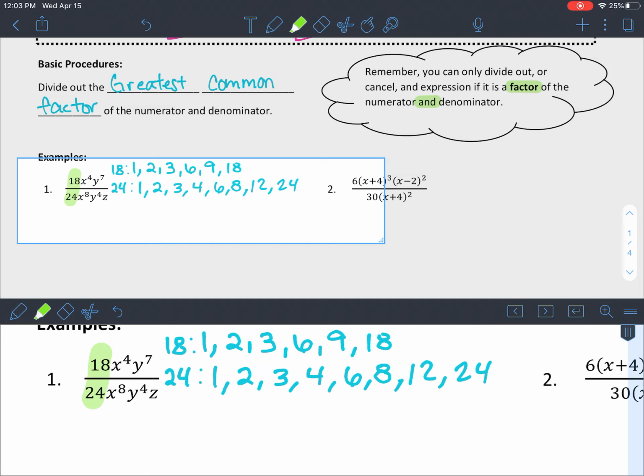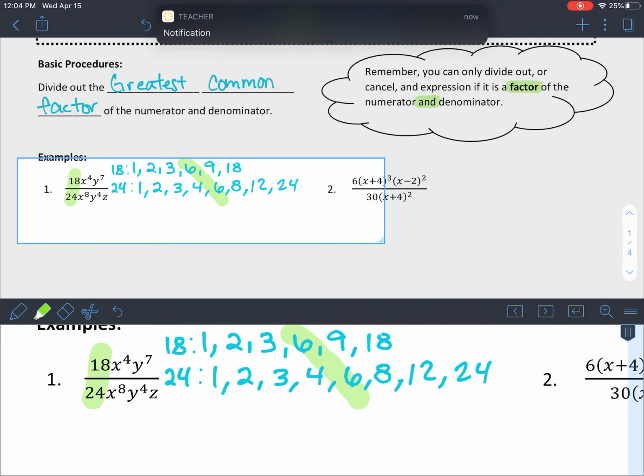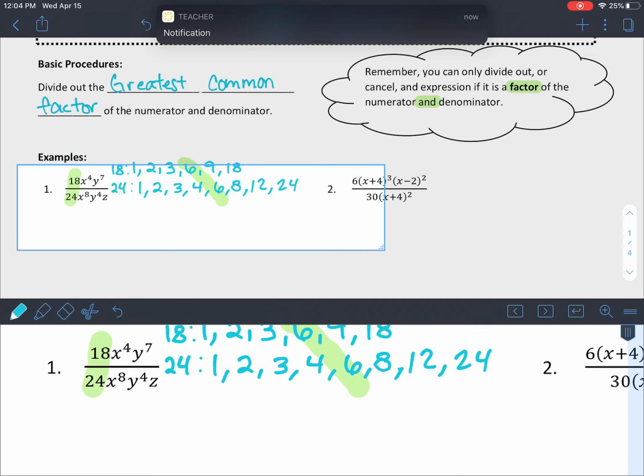So I'm looking for my biggest factor, the biggest number that goes into both of them. Well, 1 and 2 both go into them. 3 goes into them. 4 goes into 24, but not into 18. 6 looks like it's going to be the biggest factor that I have there. So I'm going to take a 6 out of the top and a 6 out of the bottom.